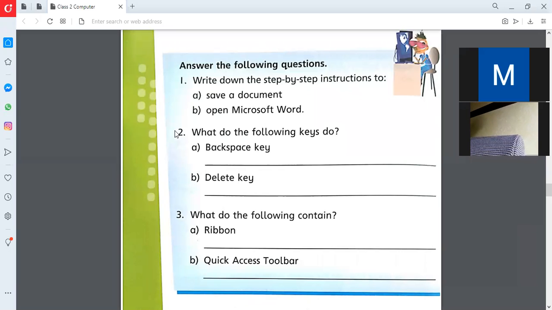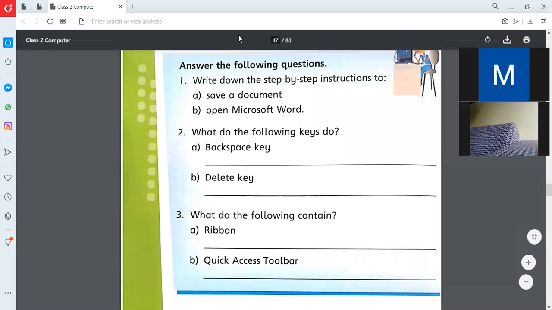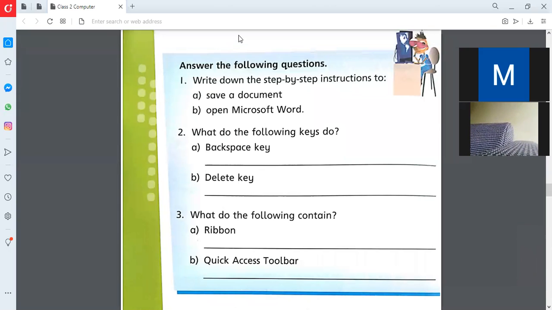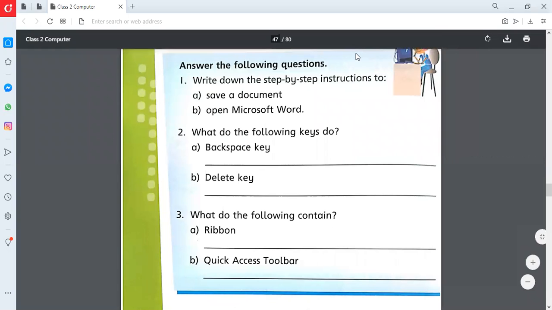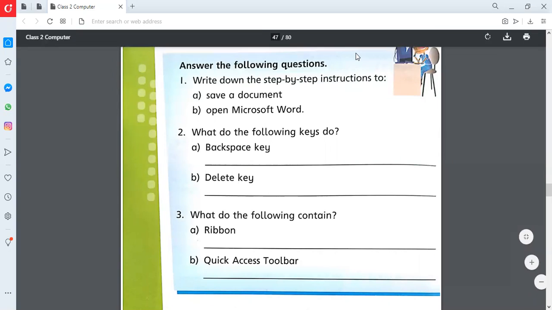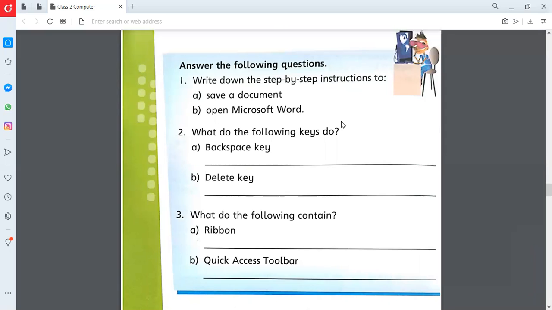What do the following keys do? And we did only the first option. The first option is the backspace key. We discussed the backspace key.